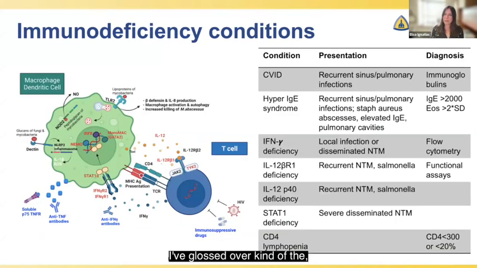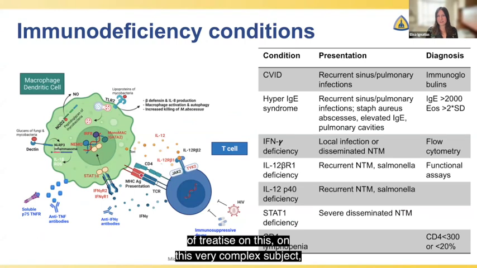I've glossed over the innate immune deficiency category a bit, and this is by no means an exhaustive treatise on this very complex subject. But I've just highlighted here some of the more common immunodeficiency conditions that have been associated with recurrent NTM or more severe NTM disease. These include common variable immune deficiency, or CVID. There are also a number of autoimmune conditions which have been associated with increased risk of NTM infection. Profound idiopathic CD4 lymphopenia has also been associated.